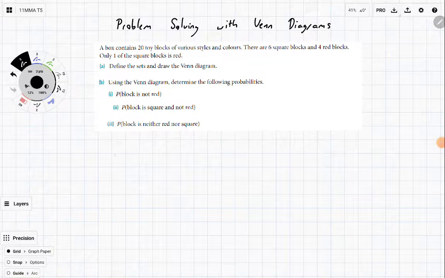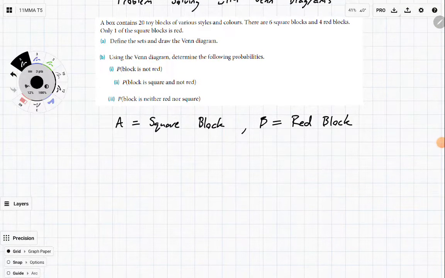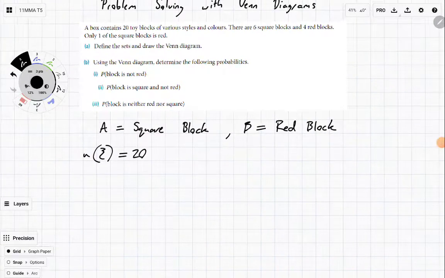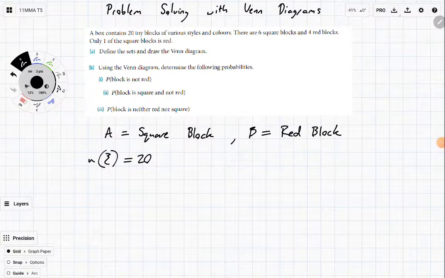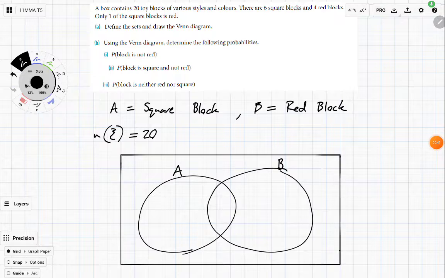So let's say A is going to be a square block, and let's say that B is going to be equal to a red block. Alrighty, and we know that the size of the universal set is going to be 20. So let's first of all draw up a two-way Venn diagram because we've got 2 different options. Alrighty, so we have A and B.